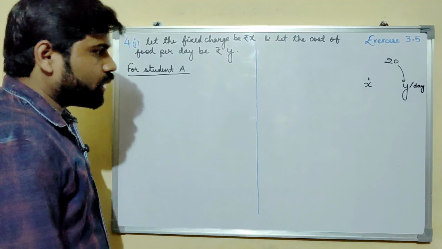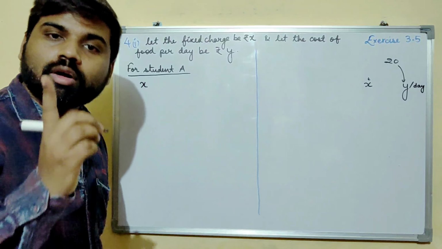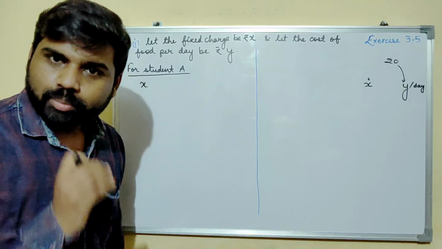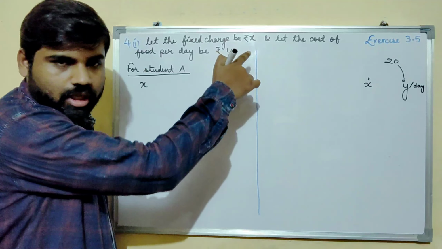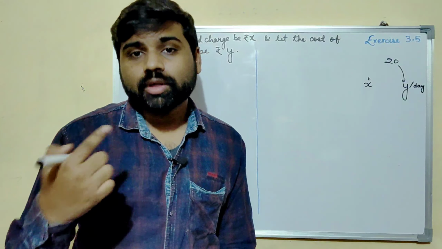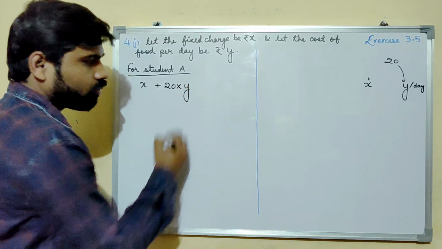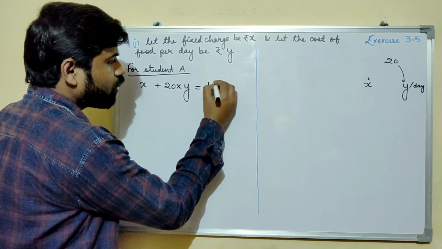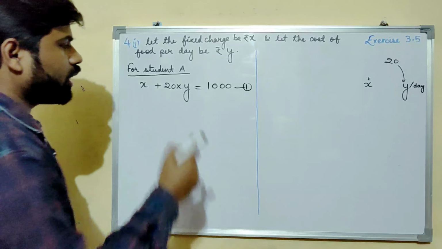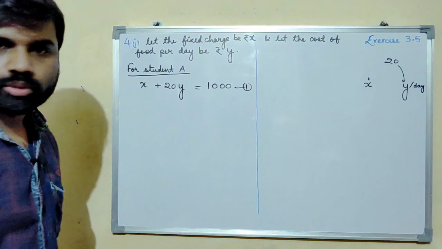So let us make the equation from this information. X is the fixed charge, that means whether you eat for 2 days, 3 days or 4 days or so on, you have to pay x rupees because it's the fixed charge. Then since the student A ate the food for 20 days, she will have to pay 20 into y, equals to 1000 rupees. So this is your first equation, x plus 20y, I am removing the multiplication sign from here, x plus 20y equals to 1000 rupees.